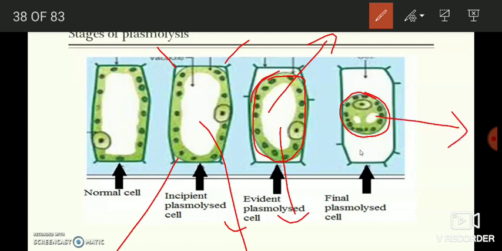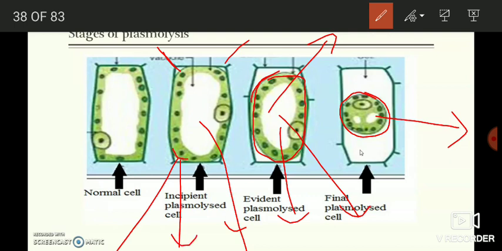If you place this cell at this stage in pure water, it will not regain its original shape. Remember this: the fully plasmolyzed cell, the completely plasmolyzed cell, cannot regain its original shape. Now, what happens in evident plasmolysis? In incipient plasmolysis, which has taken place here, it is seen at the corners.